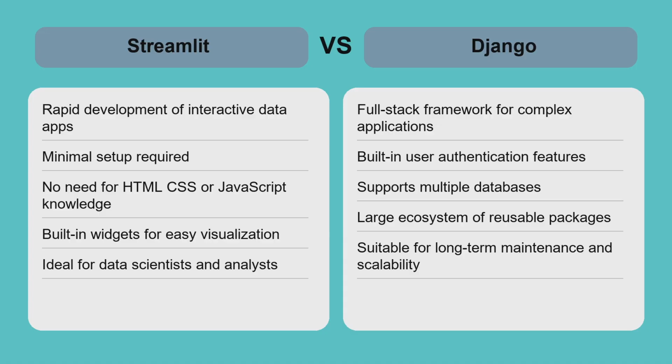For example, a startup prototyping a data dashboard would benefit from Streamlit's simplicity, while a company building a multi-user platform with custom business rules should choose Django. Streamlit's minimal setup accelerates experimentation, but Django's robustness supports long-term projects. Choosing depends on your project's complexity, scale, and development resources.